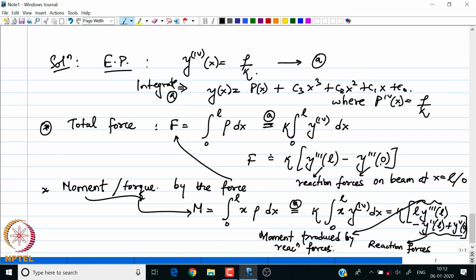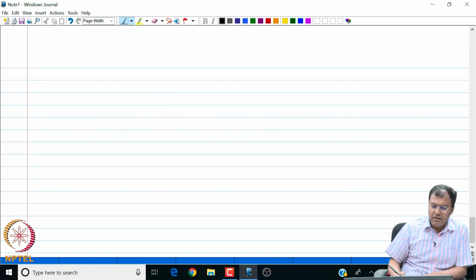Okay. So, let us now look at some special cases of these beam problems, namely the different examples where the beams are either clamped or freely moving.